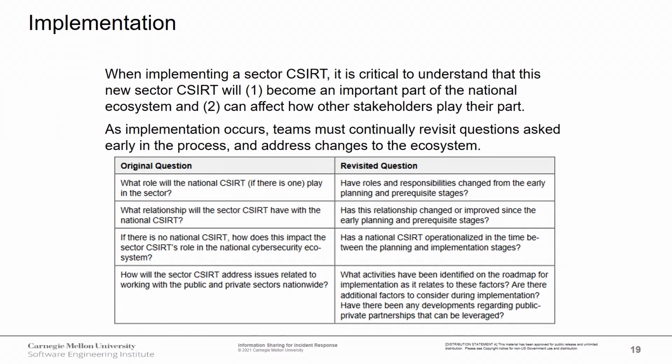What's the new relationship between the national CSIRT and some of the actual constituents that are in the sector? They may have had a direct line to the national CSIRT before, maybe they don't anymore. Maybe they go to the sector CSIRT instead. How does this change anything? And then how does the sector CSIRT address issues related to working public and private?